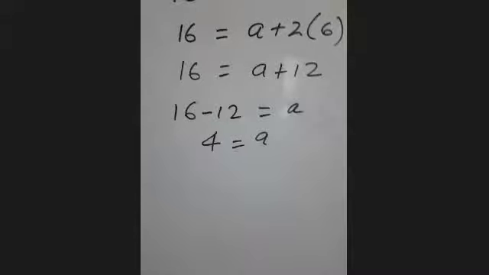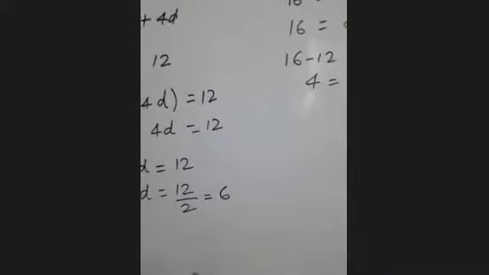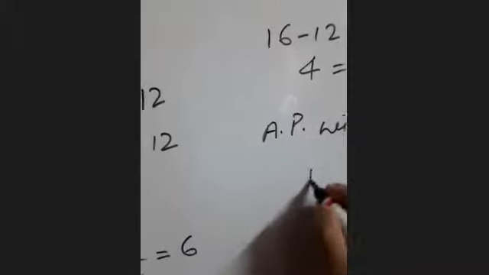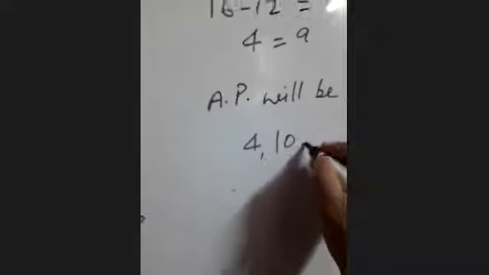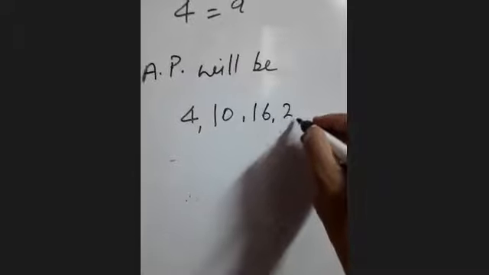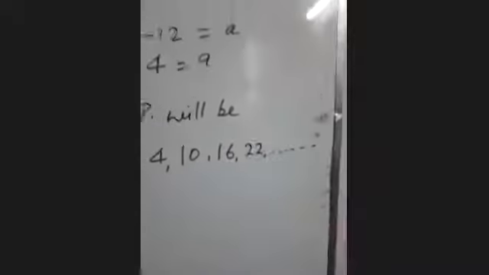Okay. Now we have the value of a. We have the value of d. We have both the values, and as the question says, we need to find out the AP. We need to create the AP. So the AP will be starting from 4, and the common difference is 6. So the next term will be 10, and the next term will be 16, then 22, and so on. So this is our AP.